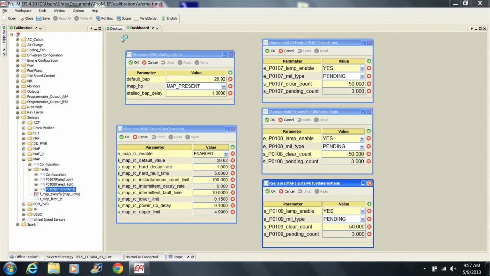To enable the sensor, go to the map sensor parameters in your tune. You'll find that all of the parameters are preset except for the following. Set map HP to map present. Set map RC enable to enabled. Set the parameters for each of the 3 map trouble codes as follows. Lamp enable is yes. Mill type is pending. Clear count should be 50, and pending count is 3.